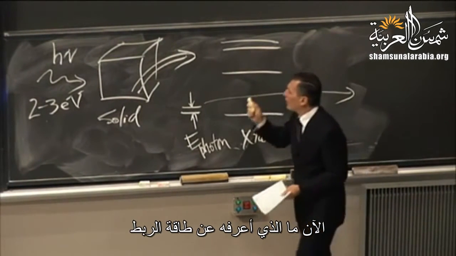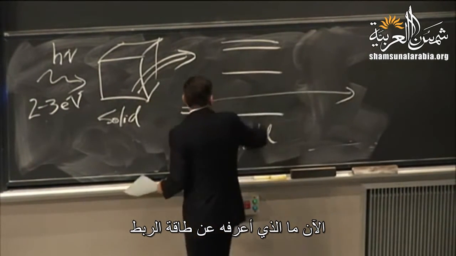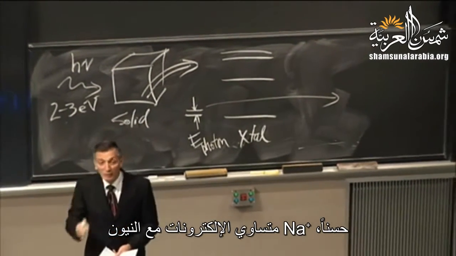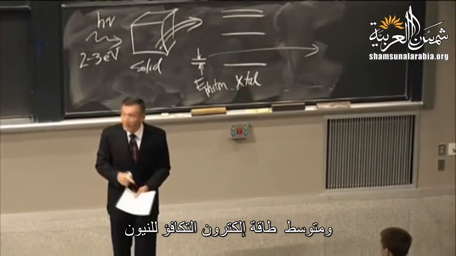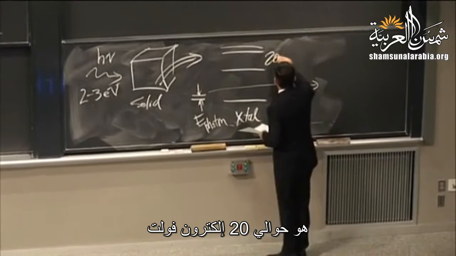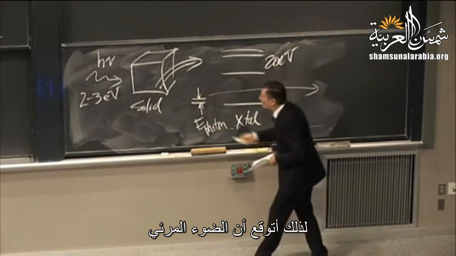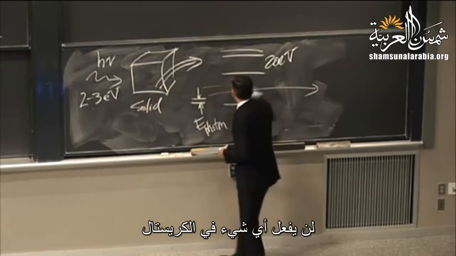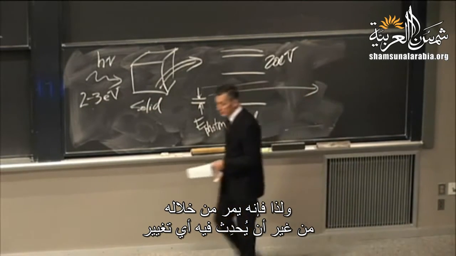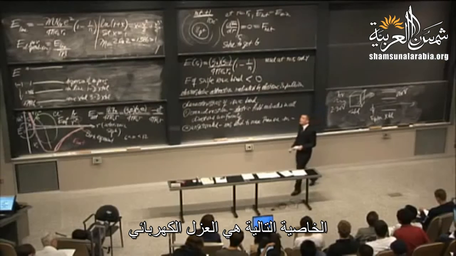Now, what do I know about the binding energy and the energy level diagram of Na+? Well, it's isoelectronic with neon. And I know that neon has an average valence electron energy of about 20 electron volts. So my guess is the visible light is not going to do anything. And so it just passes right on through. See, we got all that.